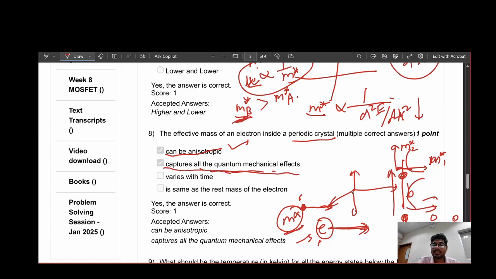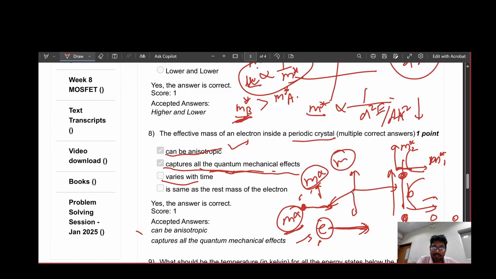Now this m star can be used as m in all the classical mechanical equations to solve anything. So it is capturing all these things. Does it vary with time? No, it doesn't vary with time.